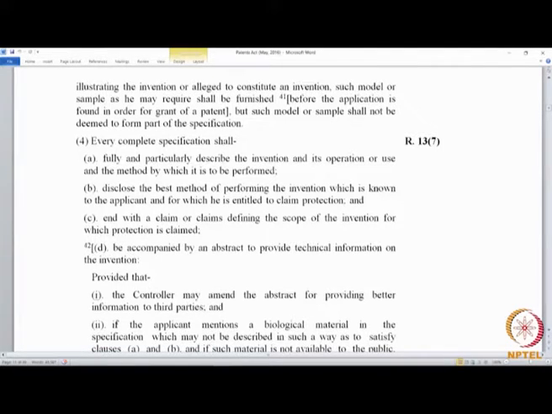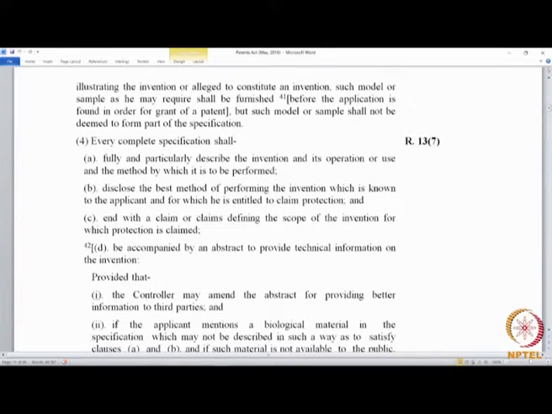The invention is defined in the claim and the part that is enforced by a court of law is the claim. And when the patent office grants the claim, the patent office is granting protection to the invention in the form of the claim. D mentions that the complete specification shall be accompanied by an abstract to provide technical information on the invention.